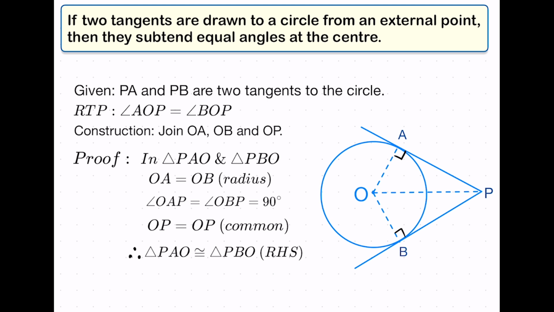And since the triangles are congruent, we can say that angle AOP is equal to angle BOP, which are the angles subtended by the tangents PA and PB at the center of the circle. And this is how we can prove this statement. Thank you.